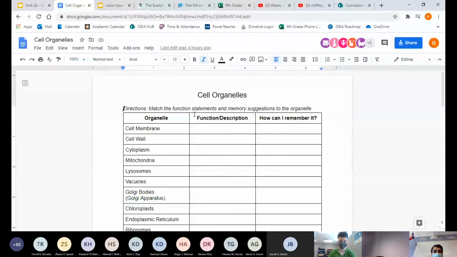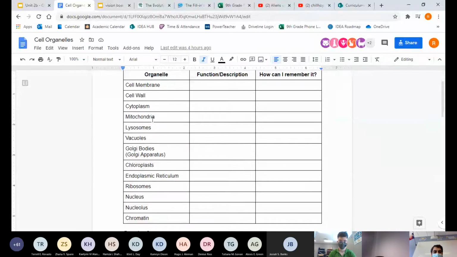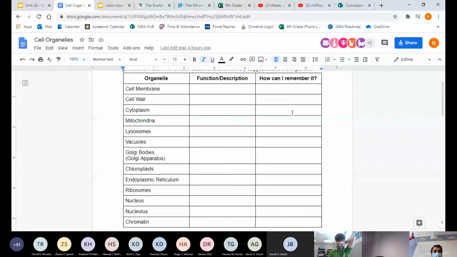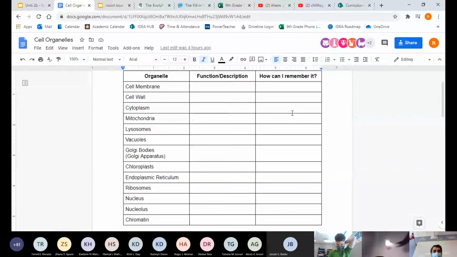So what this is, we have a list of organelles. We've got function description, and then how can I remember it? There are so many organelles to remember, and it's really complicated, and it's hard because it's all new vocabulary for you, for the most part. I'm sure that you've talked about nucleus before, mitochondria before, but what are they? What do they do? I thought instead of me just talking about it, it'd be more fun to work through one of these worksheets together.